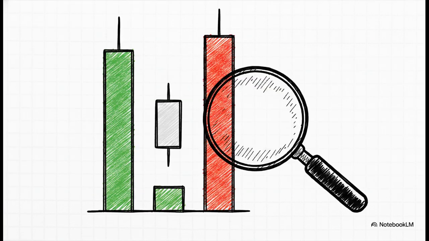Look, if you only take one thing away from this confirmation checklist, please let it be this. Volume is your truth serum. A beautiful evening star pattern on really low volume, that's just market noise. But a massive volume spike on that same bearish reversal candle, that confirms the institutions, the heavyweight players who actually move the market, are aggressively shorting and distributing their shares.